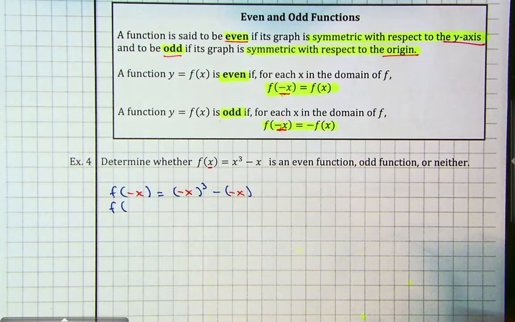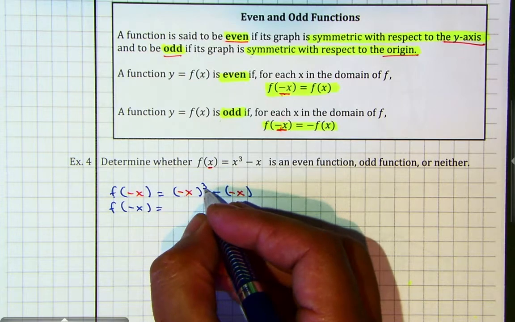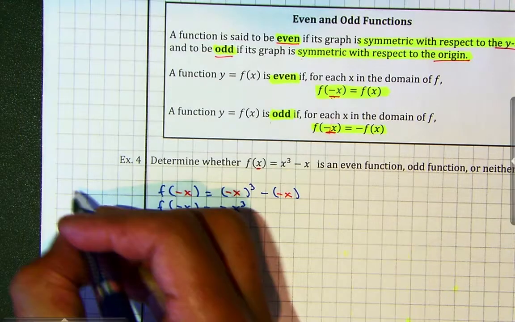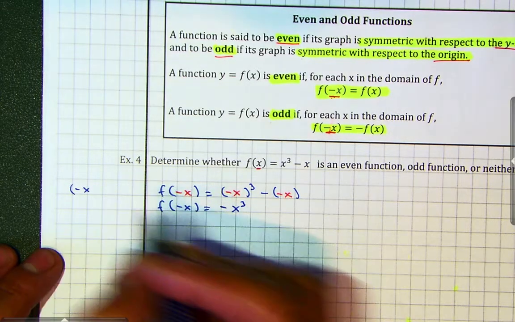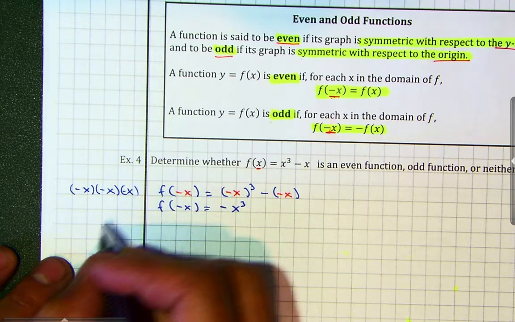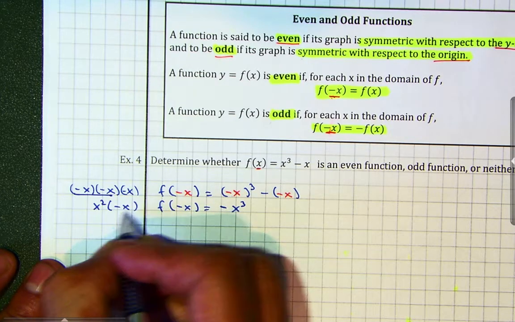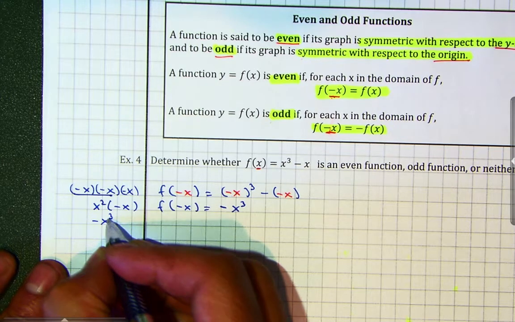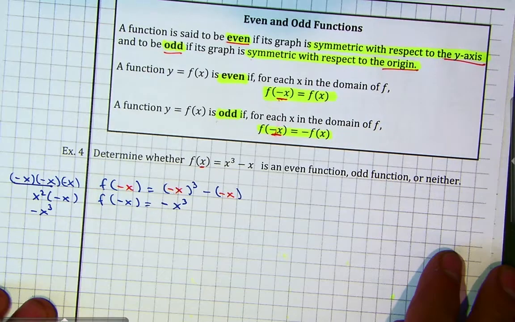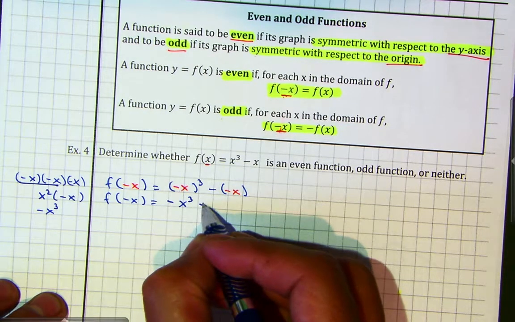F of negative x is equal to negative x to the third power, which will be negative x to the third. Remember that you are multiplying your negative x 3 times. So that's 1, 2, 3. Negative times a negative is a positive x squared, times a negative x gives me a negative x to the third. So when you have an odd exponent, you're going to end up with a negative.